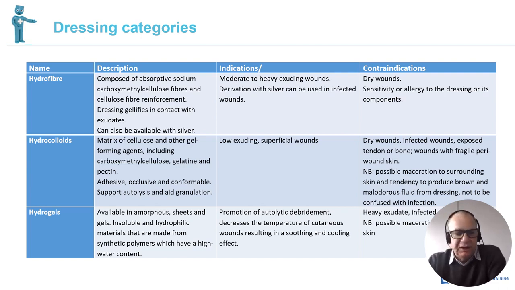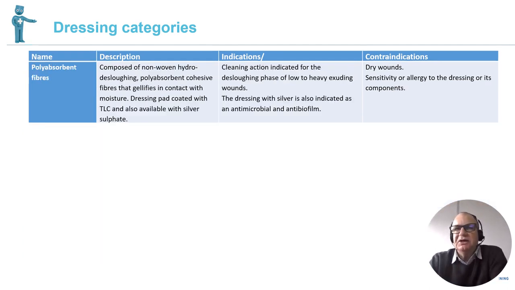Hydrogels can come in amphoras, they can come in gels, they can come in sheets. They are used mostly for autolytic debridement, sometimes even used to cool down the wound. They provide a bit of respite for the patients. Make sure that you always protect the peri-wound skin.